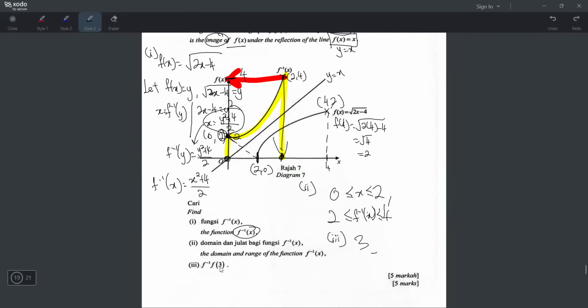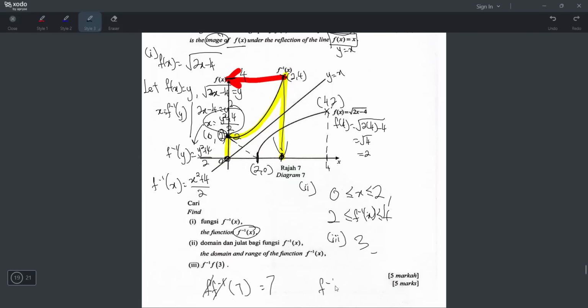Because what you are basically doing is you are finding f3, which is finding the image of 3. But after you find the image of 3, you find back the object of that answer. So you get back the 3. But you don't have to confuse yourself. Just remember, whenever you see f inverse f, just cut it, and the answer left is the answer. If it's f inverse 7, can cut also. It becomes 7 also.